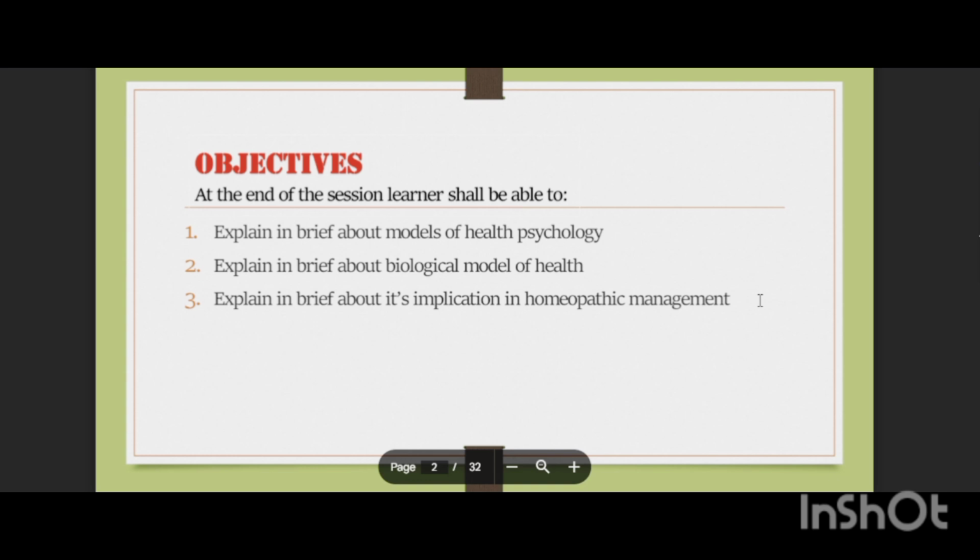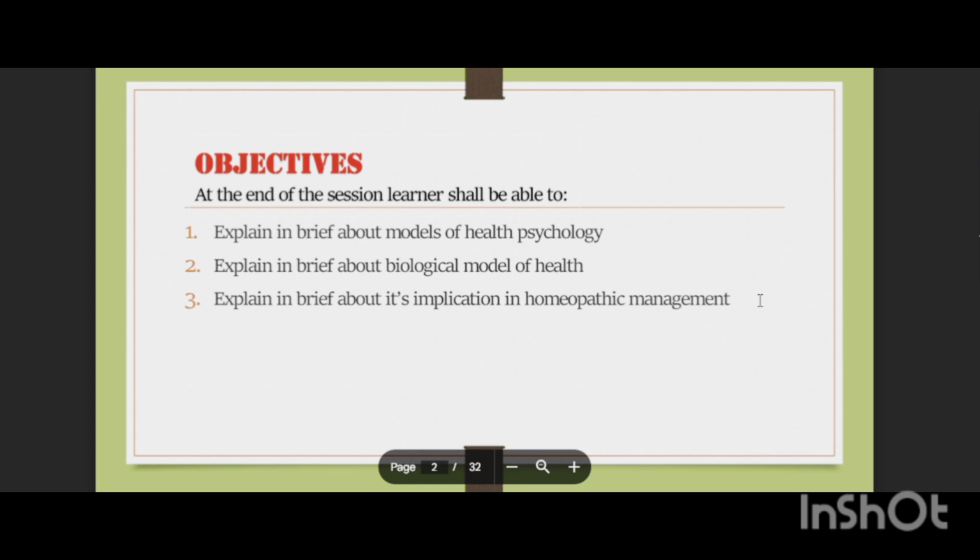Today we are going to talk about a very interesting topic: what the biological model of health means from homeopathic treatment. This presentation was made by Dr. Samreen and guided by Dr. Channabasava Reddy. Let's learn together.